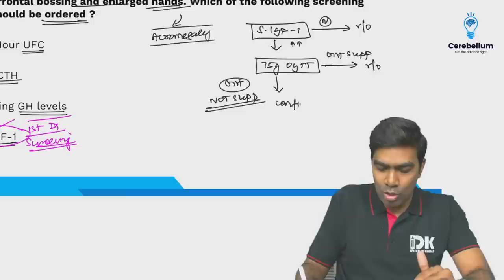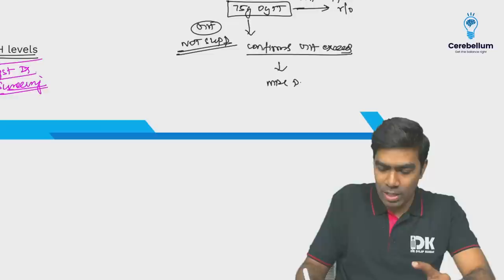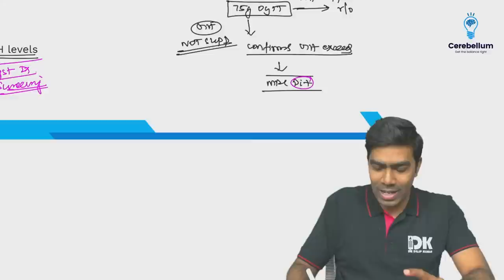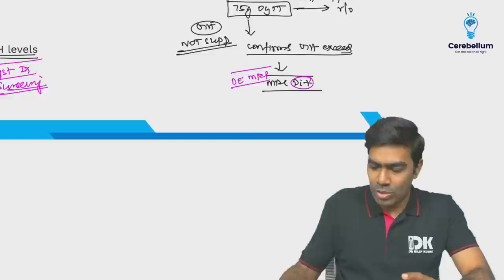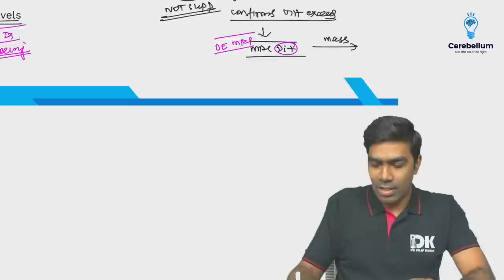The moment you know it's growth hormone excess, the next step is to localize where the problem is. Now it's better to do an MRI of the pituitary. You know what kind of MRI you're going to do? A dynamic contrast enhanced MRI, with pituitary focus, to see the tumors in the pituitary. If the MRI shows a mass in the pituitary, then it confirms it is a pituitary adenoma, otherwise called a somatotroph adenoma.